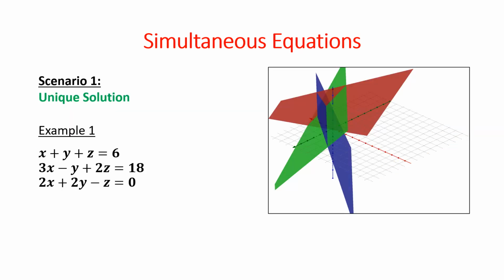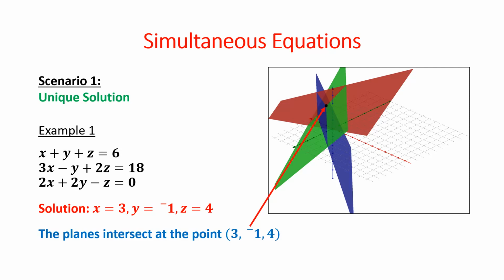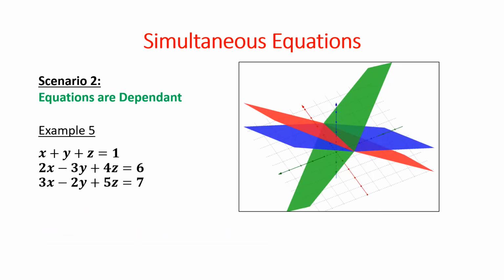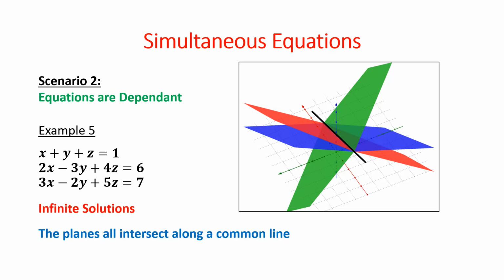Let's explore these scenarios. So let's go back to scenario 1, a unique solution. We have 3 planes that intersect at a single point. Right, scenario 2 where equations are dependent. Now we have an infinite amount of solutions and the planes all intersect along a common line. So that's why we have an infinite amount of solutions, because they all intersect along this common line and there's many points of intersection.